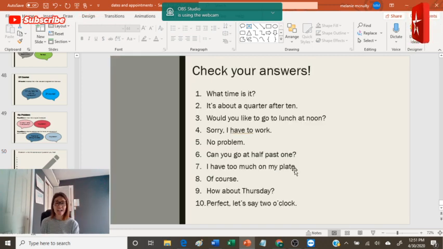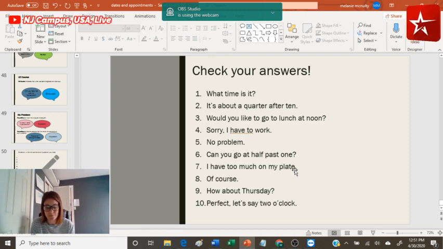Okay, so you can check your answers and practice your pronunciation. So say these out loud. You can read them with your answers that you wrote down and say them out loud.